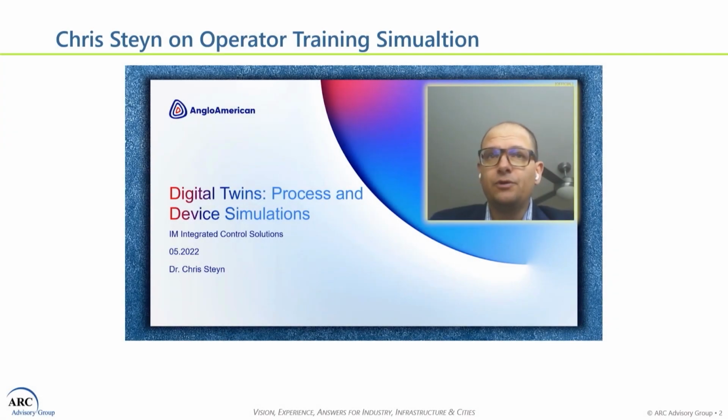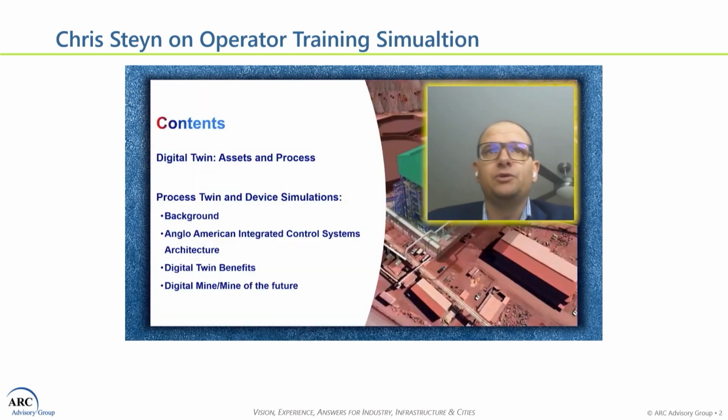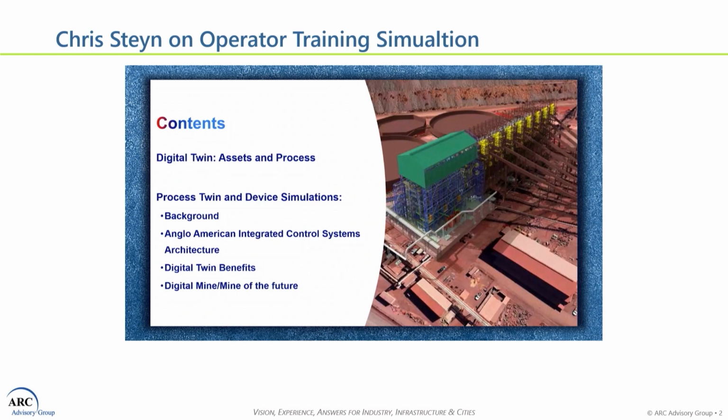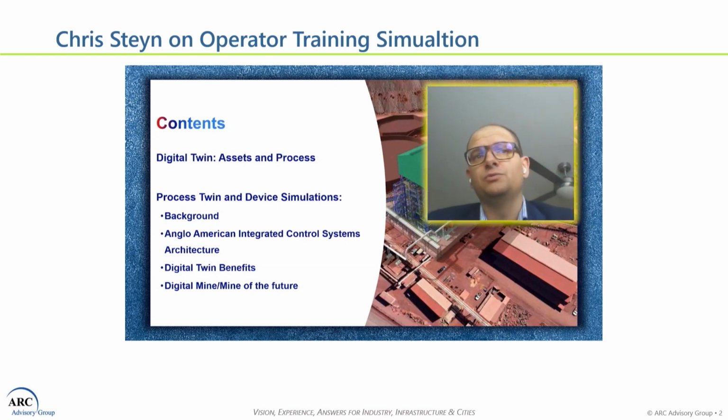So the contents of the presentation, what we'll be doing is just a quick introduction to what we consider a digital twin. It is a term that has been thrown around quite often, and it does mean different things for different people. So we just kind of nail that down for what Anglo is all about. Then we'll get into the meat of the presentation. We'll go into the background from an Anglo-American point of view, and then we'll go into the architecture. We'll discuss the benefits of these digital twins, and then we'll just have a quick peek at what's next and what Anglo is really looking for in the future.